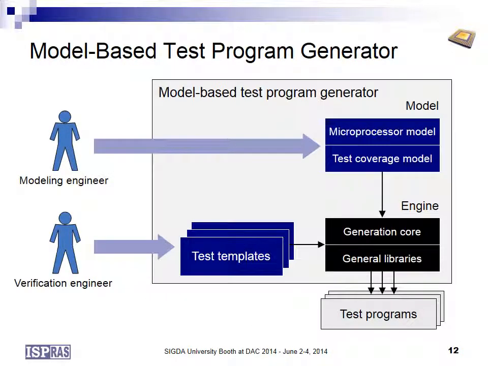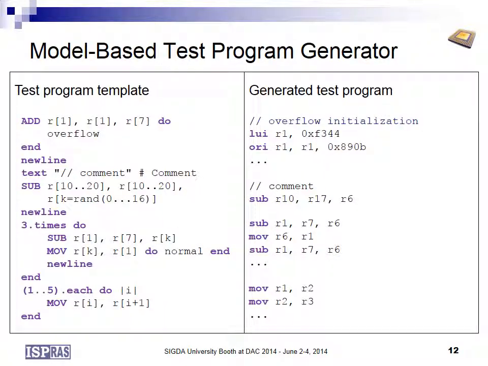Test programs from the previous slide can be created as follows. One engineer develops a microprocessor model, another engineer defines test templates. Some engine solves the templates by means of the model, producing test programs in assembly language. Here's an example of a test program template with matching of test situations like overflow, and a generated test program with commands from the MIPS instruction set.